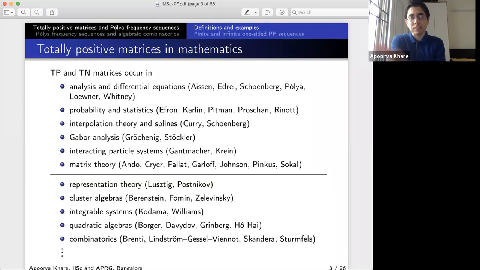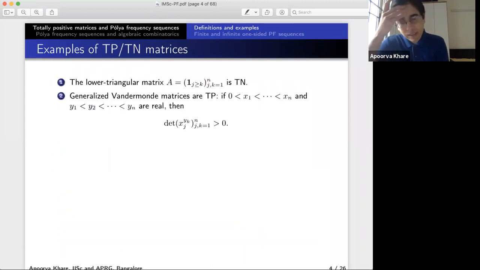But the idea is, yes, they do occur in many, many different subfields of mathematics, and it's an underlying nice theme. So let's understand some of these objects, some of these examples. If you look at the lower triangular matrix, where every entry on or below the diagonal is 1 and every entry above is 0, then you can take any set of rows and any set of columns and check that the determinant is non-negative. It's an explicit calculation.